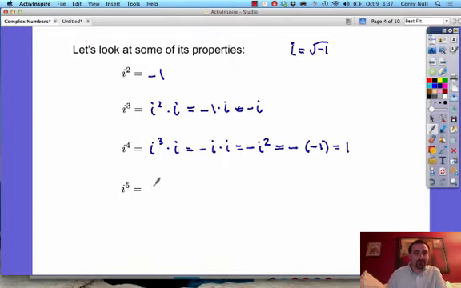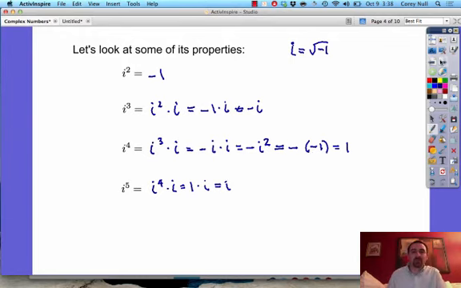i to the fifth is equal to i to the fourth times another copy of i. But remember, i to the fourth is equal to 1. So this is equal to 1 times i, which is equal to i. Right? Weird, huh? i squared is negative 1, i cubed is negative i, i to the fourth is 1, and i to the fifth is i again. Well, that would mean that i to the sixth would be negative 1, i to the seventh would be negative i, i to the eighth would be 1, and so on.